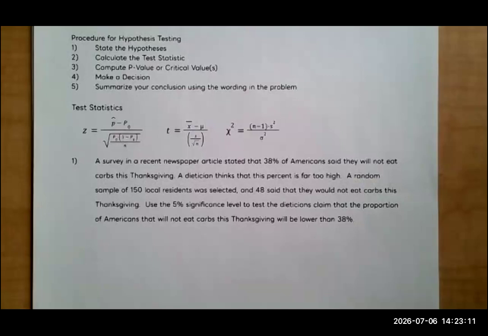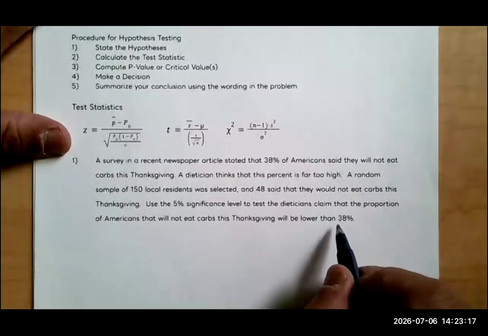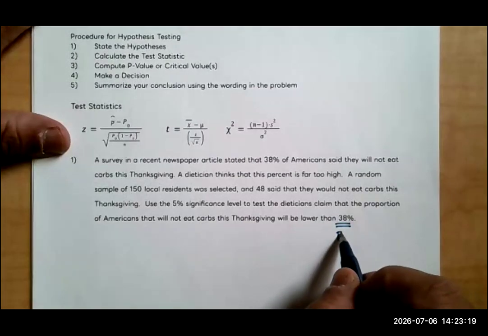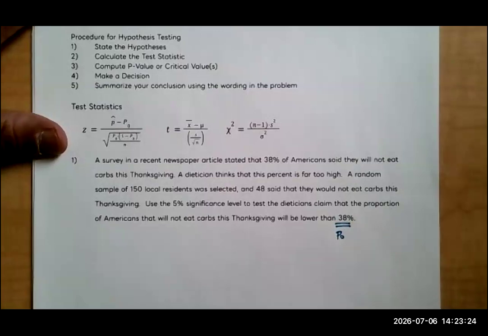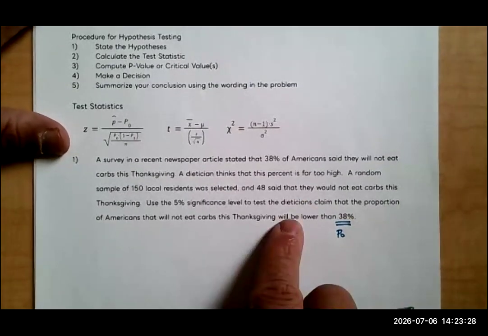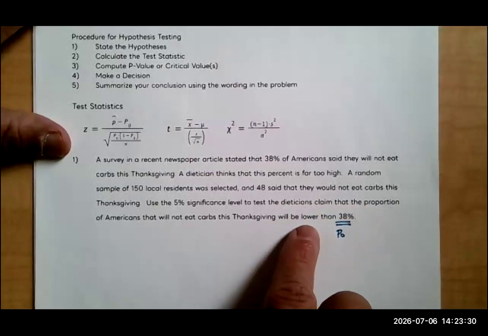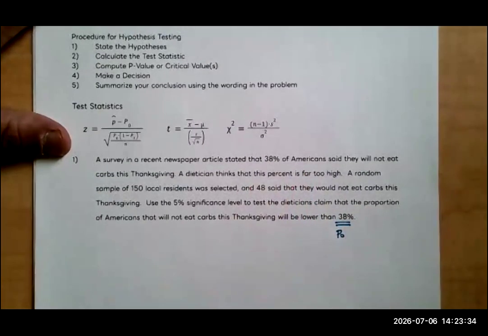Okay. So as we go through that 38%, that value is going to be our P sub 0. That's the percent that we're assuming to be true for the proportion. The dietitian, this researcher, has an idea that that proportion should be lower. That's what we're trying to compare to. So that's what we're assuming to be true.